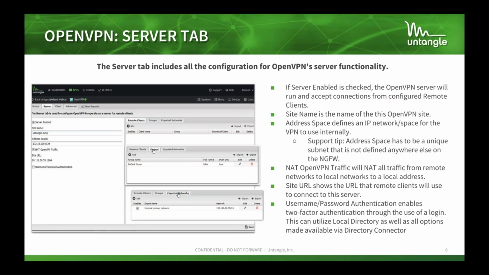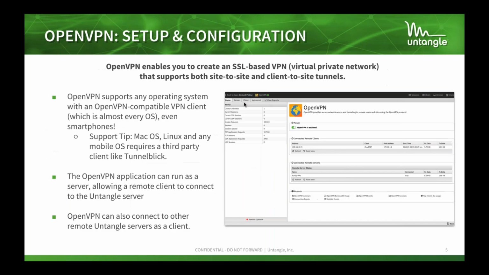So on the OpenVPN options, you'll see 4 tabs: status, server, client, and advanced. The status tab is basically quick status. As we were seeing on that previous slide, we'll see any logged on clients. We'll see the actual server name. In fact, if I just go back here, you'll see that I have one remote server called Randy VPN, and I have one connected remote client.